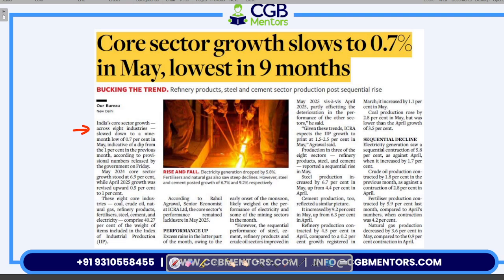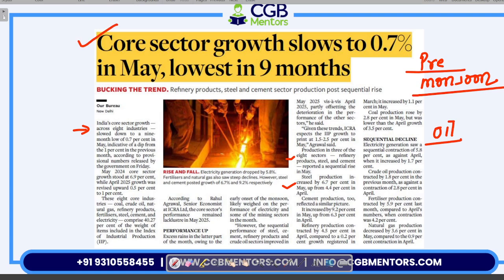So, for example, the article gives us data that the pre-monsoon showers which have happened have impacted electricity production, right? Electricity production has decreased. Apart from that, they are also telling us that there are global oil disruptions or crude oil disruptions because of obviously the war that has happened, right? If you see, there has been data given for steel and the other sectors separately, but we don't have to go through it. We just have to remember this main headline.